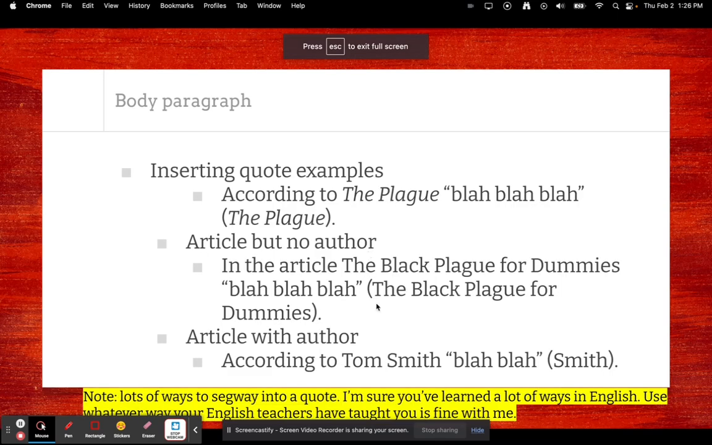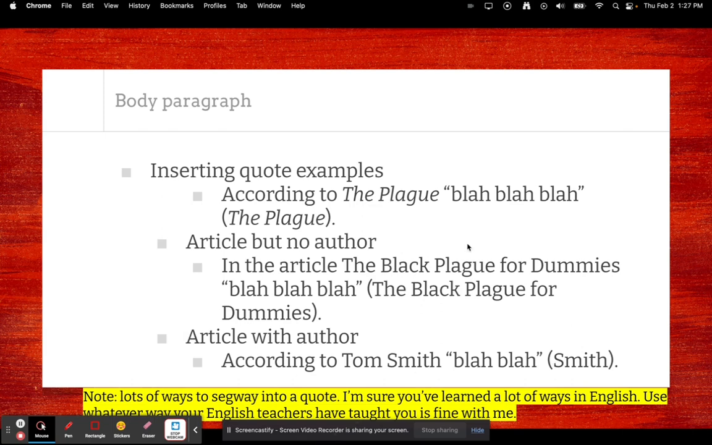If you do have an article with an author, you're going to write, according to Tom Smith, quote, blah, blah, quote, parenthesis, Smith, the last name, parenthesis, period. Okay, the period goes outside of the parentheses.